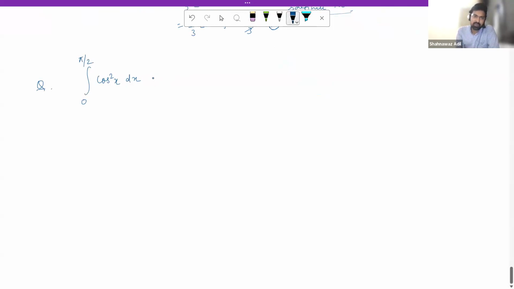So again, I will write this as 1 plus cos 2x by 2, because I'll have to use the second identity. So cos 2x is 2 cos square x minus 1.